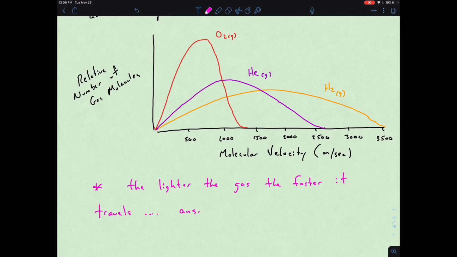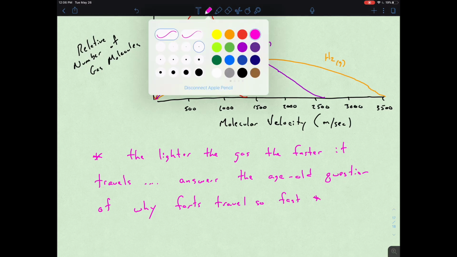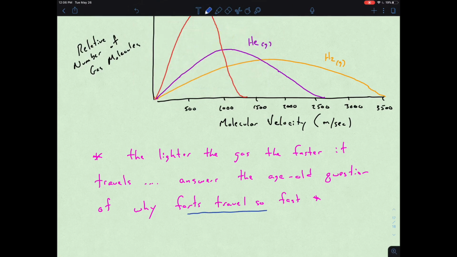And basically that answers the age-old question of why farts travel so fast. So we can start to actually explain this conundrum. You know, who smelt it first, dealt it first, type of thing. And it really has to honestly do with this idea of molecular velocity and molar mass. We'll come back to that idea in a concluding statement in a little bit.